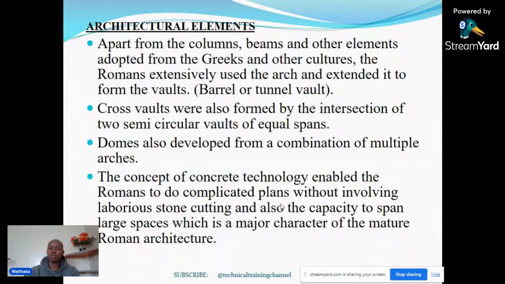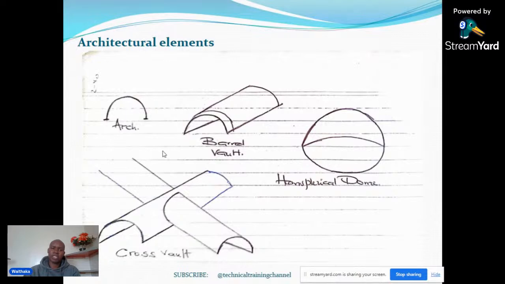We are saying that the Romans were now able to do complicated plans without involving a lot of laborious stone cutting techniques, like we saw that was employed with the Greek and the Egyptian, and they were able to do buildings whose spans were large, and this now actually is a character of the mature Roman architecture. So some of the elements that they were able to employ in their buildings are the arches. We have the barrel arch, which is longitudinal. We have the hemispherical dome, and we have the cross vaults, where we have two barrel vaults meeting at an angle of 90 degrees.